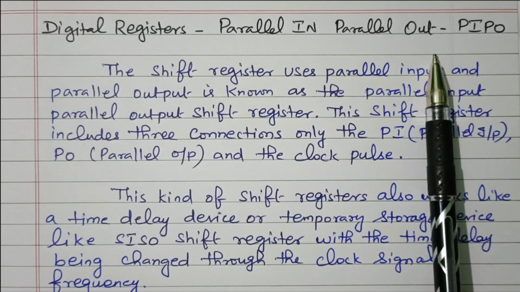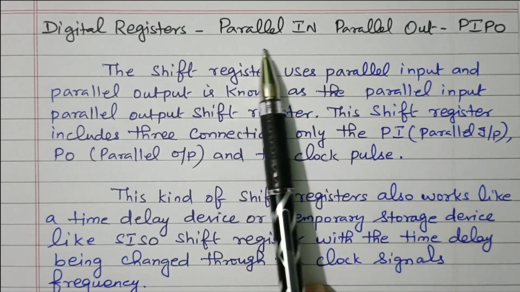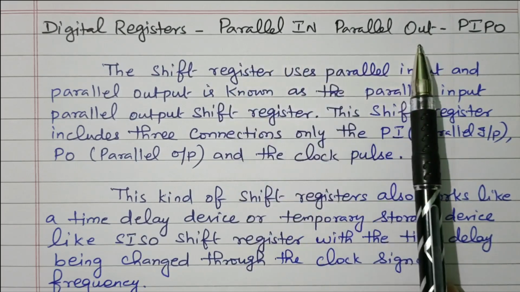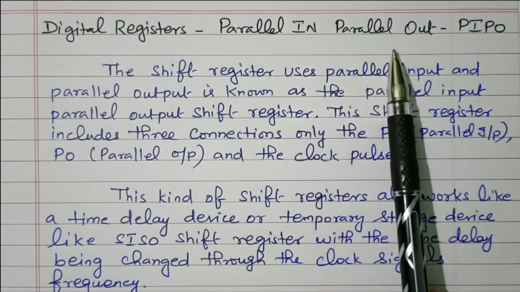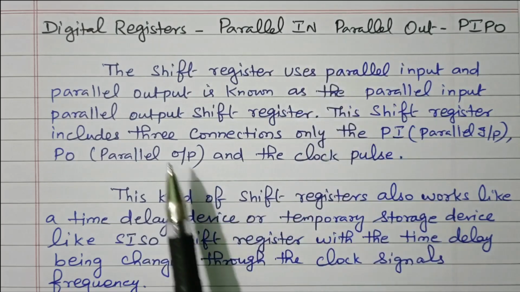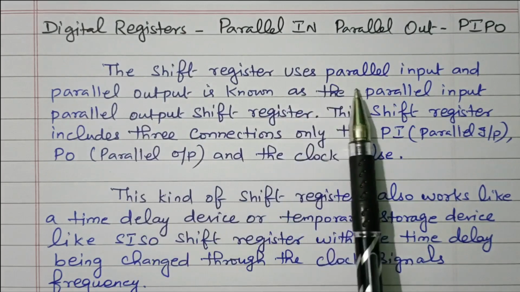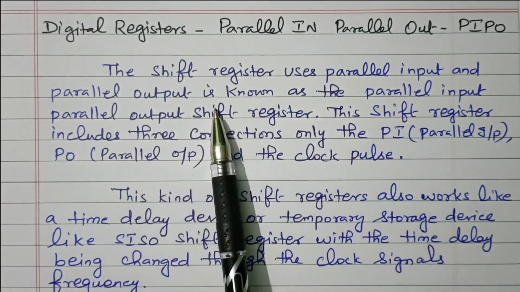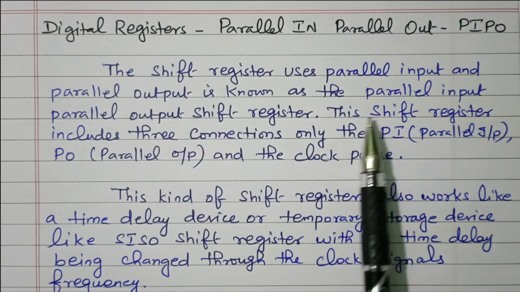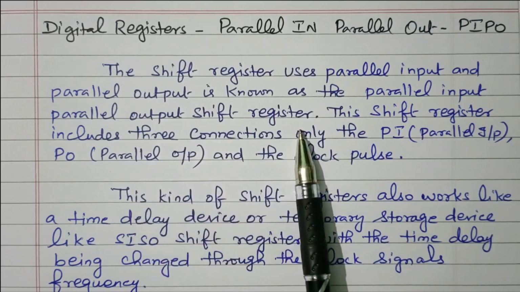Now we'll go to the topic. Digital register, the type is parallel in and parallel out. Data is given parallelly and taken also parallelly. The shift register that uses parallel input and parallel output is known as a parallel input, parallel output shift register.